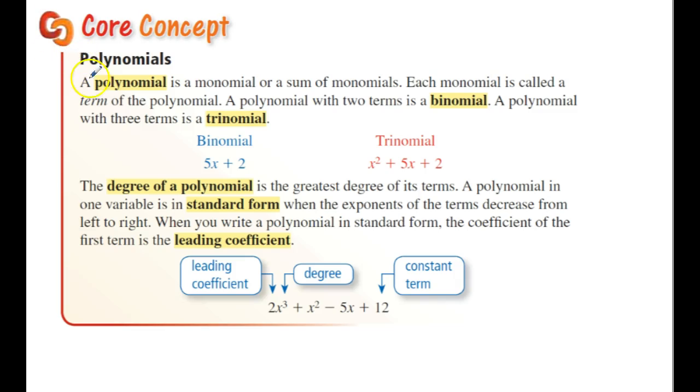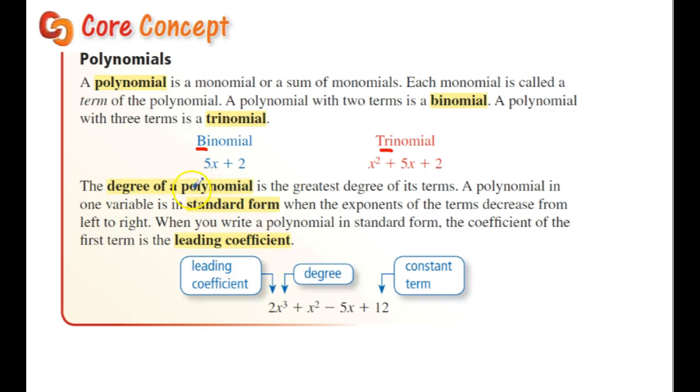So here's our big core concept, a polynomial, right? We've looked at monomials as just one term. So a polynomial is several terms together. Okay? So a polynomial with 2 terms is a binomial. Think about a bicycle has 2 wheels, so there are 2 terms. And a trinomial has 3 terms, right? Think of a tricycle has 3 wheels, and a trinomial has 3 terms.